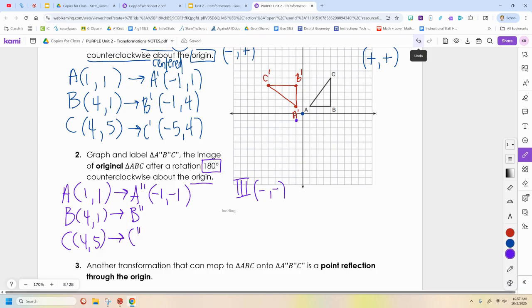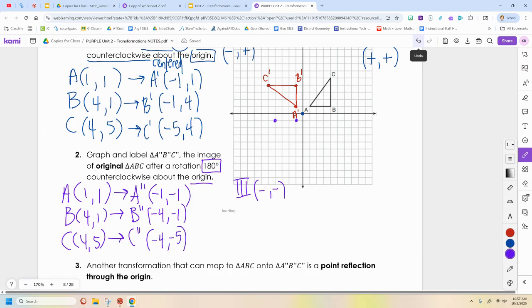That feels weird. If you turn your paper upside down again, do you see how AB is horizontal, right? So B has to be over here. So it's going to be back 4, down 1. Back 4, down 1. Do you see how they don't flip-flop? They just both become negatives. And then the last one is going to be back 4, down 5.